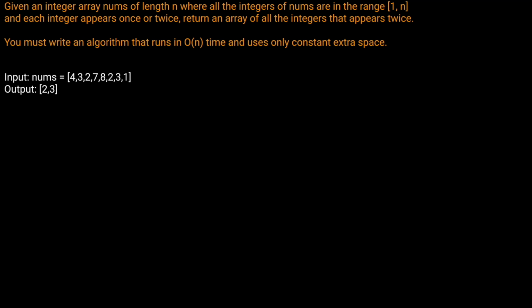Given an integer array nums of length n, where all the integers of nums are in the range from 1 to n inclusive, and each integer appears once or twice, return an array of all the integers that appear twice. You must write an algorithm that runs in big O of n time and only uses constant extra space.